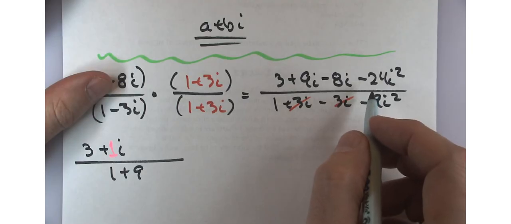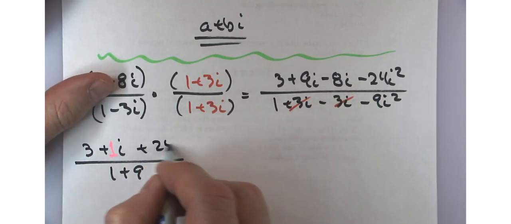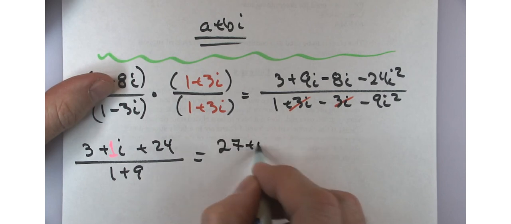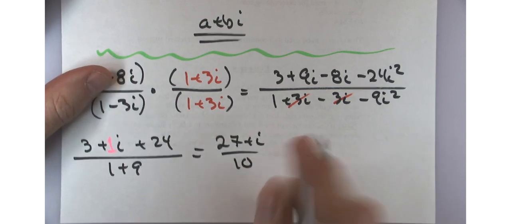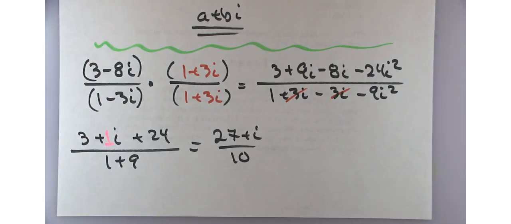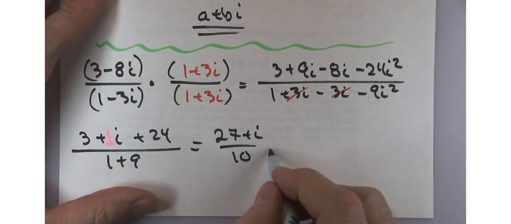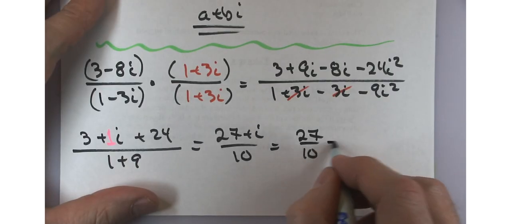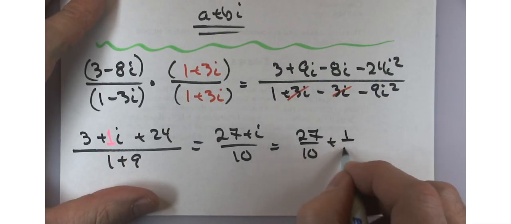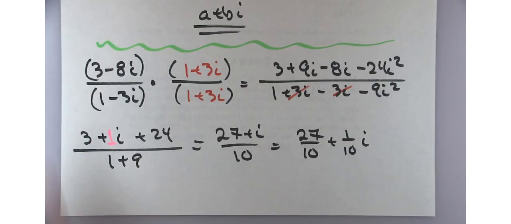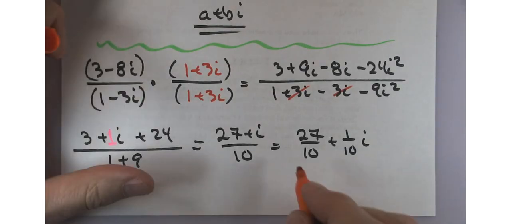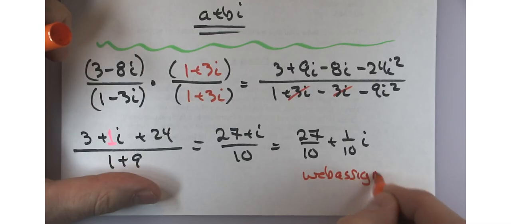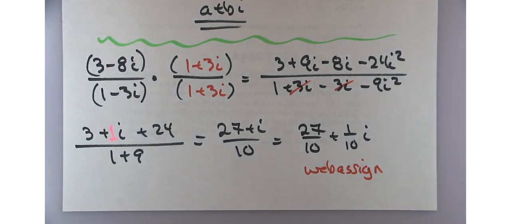24. Plus 24. So altogether, we get 27 plus i over 10. Now, I'm okay here, but WebAssign is going to want this broken up a little bit more: 27 over 10 plus 1 over 10 times i. That's for WebAssign. It's not for me, but there are reasonable reasons for asking for something like this.